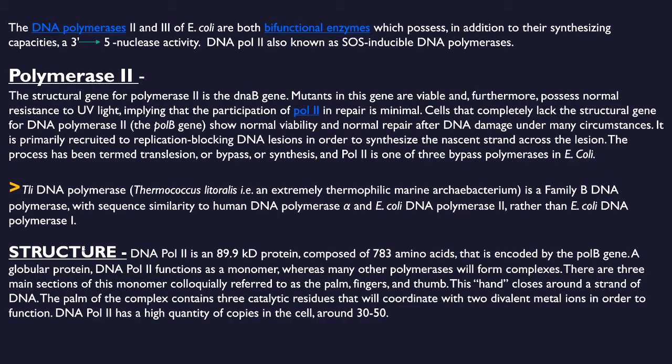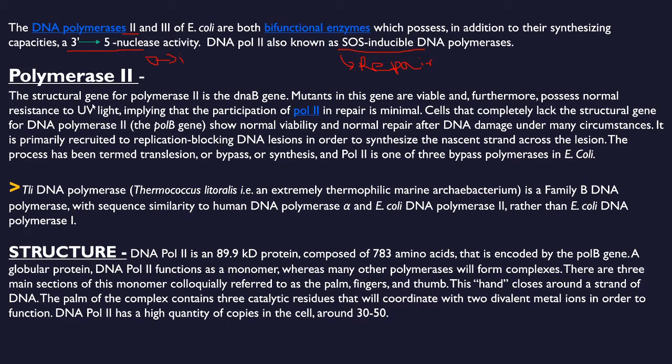So let's start. DNA pol 2 and 3 in E. coli are both bifunctional enzymes which possess, in addition to their synthesizing capacity, a 3' to 5' exonuclease activity. That means it can cut from the outside to inside. DNA pol 2 is also known as SOS inducible DNA polymerase. Why SOS? DNA pol 2 helps in the repair of the newly synthesized DNA strand. So it is known as SOS inducible DNA polymerase.